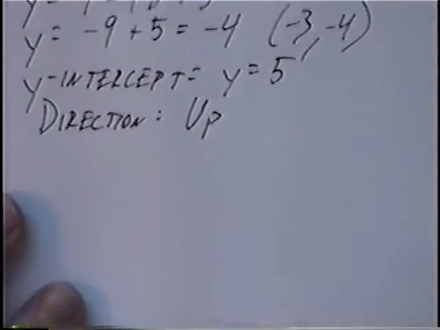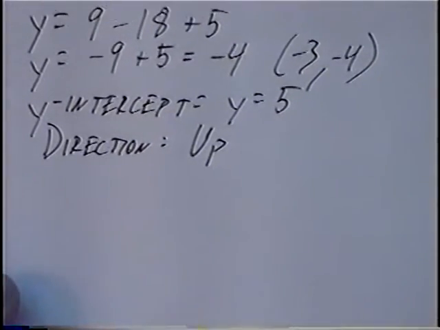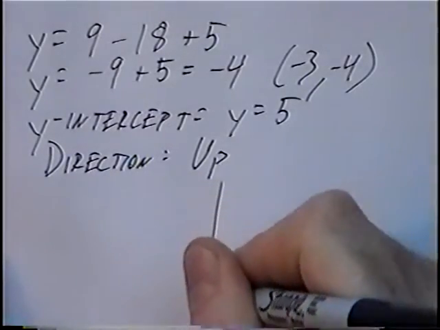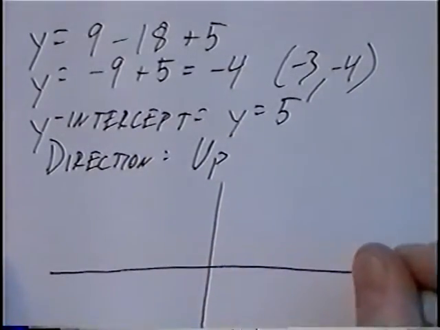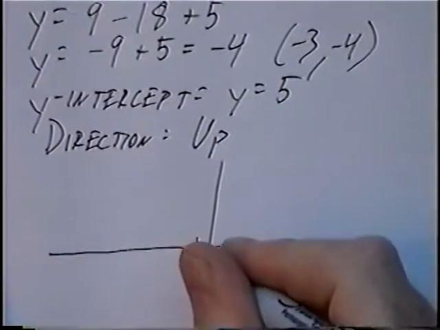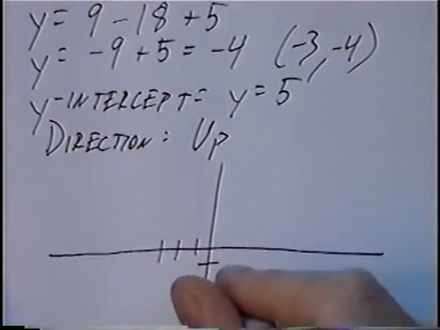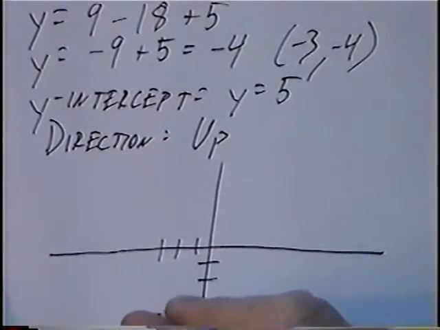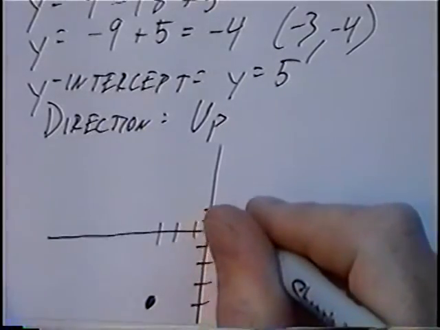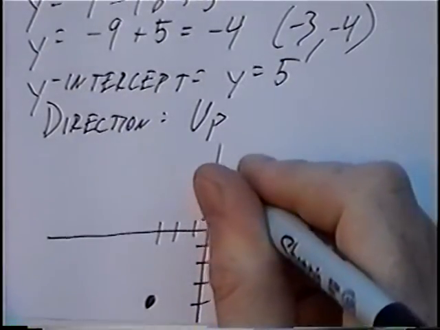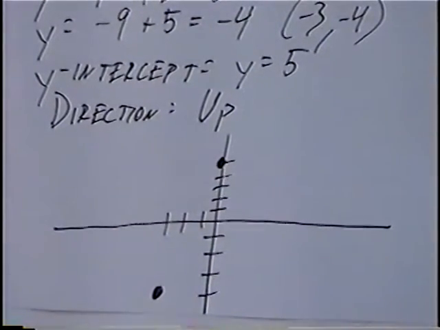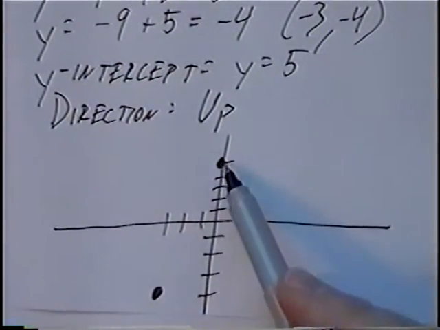Using this information, we can graph the equation using the vertex, the y-intercept, and the direction. Drawing the vertex at negative 3, negative 4. We also have a y-intercept at positive 5. And we know the direction of the parabola would be up. These 2 points will be connected.